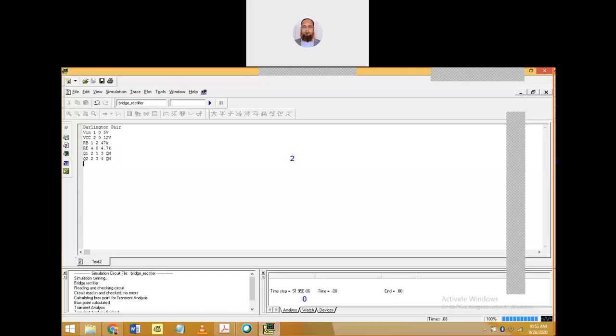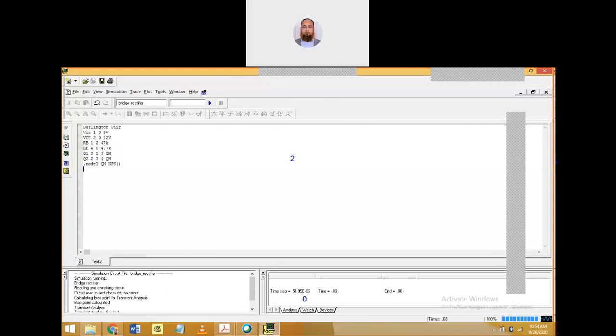So .model, we will call the model, and for which name? For QN. So both these are NPN. I'm not writing any model, so it will take some default model by itself. .model, it is finished.